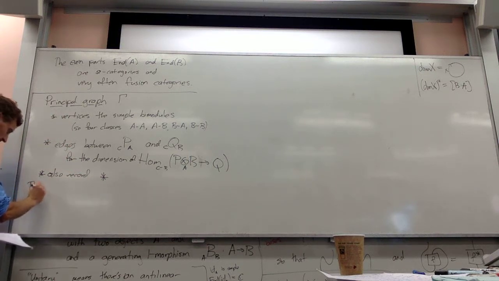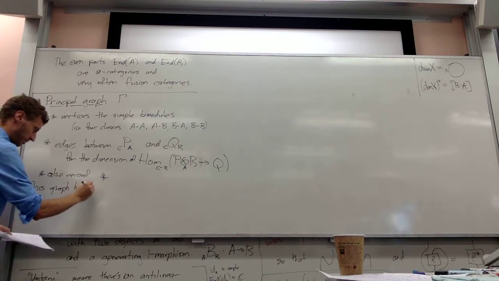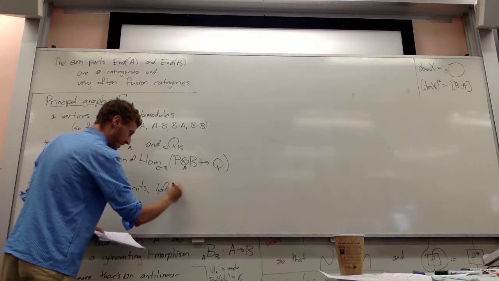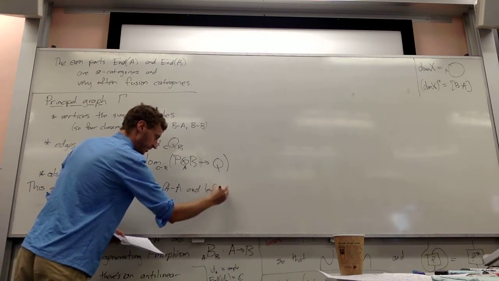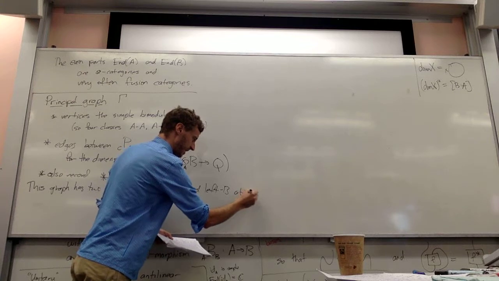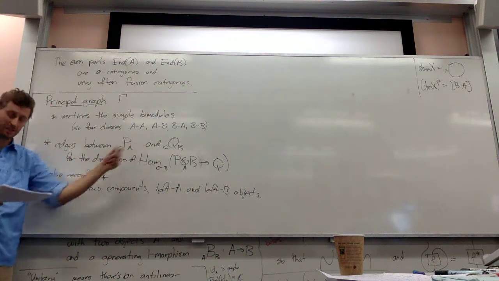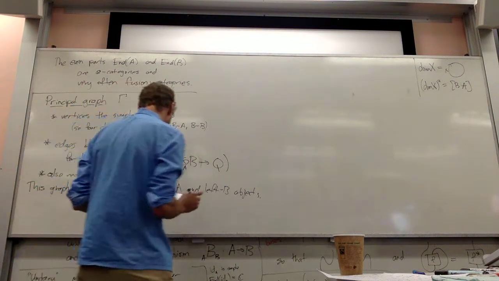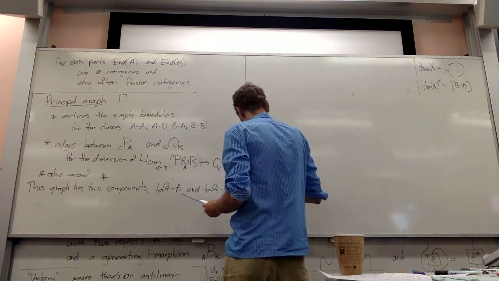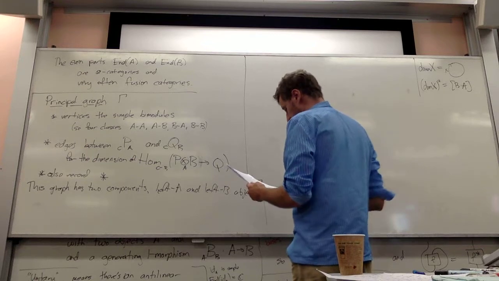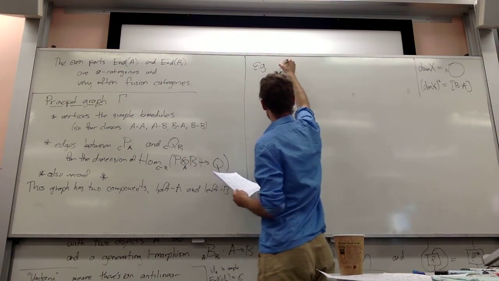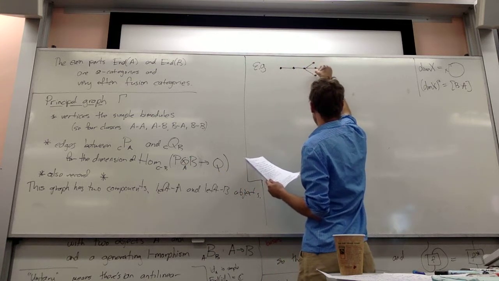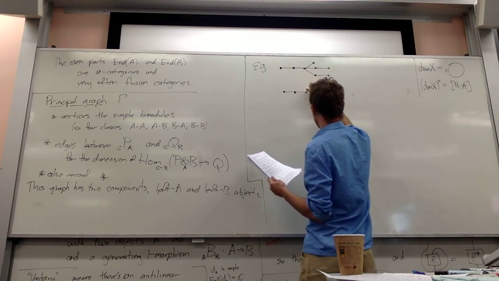Okay, so this graph has 2 components. The left A and left B objects, just because the edges we described only connected things with the same source, so there are obviously 2 components. Let me draw an example of a principal graph and then tell you a little bit more about our convention for drawing them. So here are 2 components. I'm going to draw a boring example where the 2 components are actually the same.